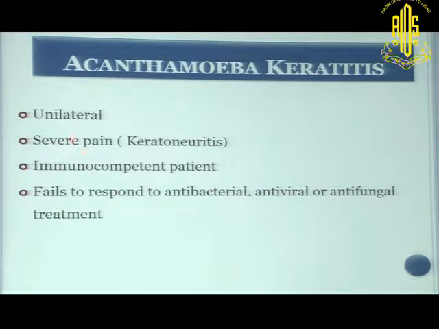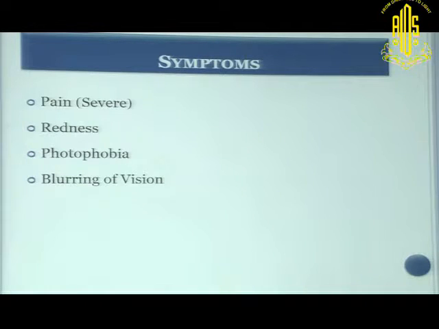Typically it is unilateral, and it is marked with severe pain because of radial keratoneuritis. This is typically seen in immunocompetent individuals. But those who are immunocompromised, like HIV positive individuals and diabetics, may be painless as well. Many times it is diagnosed when the ulcer fails to respond to any treatment like antibacterial, antiviral or antifungal therapy. The typical symptoms are pain, redness, photophobia and blurring of vision as in any other corneal ulcer, but once again emphasizing severe pain, which requires multiple therapies for pain relief.